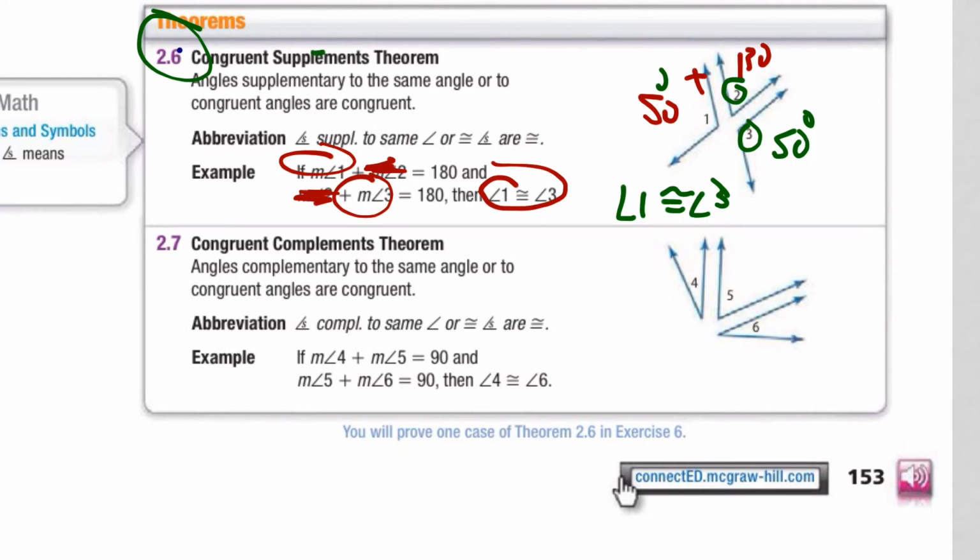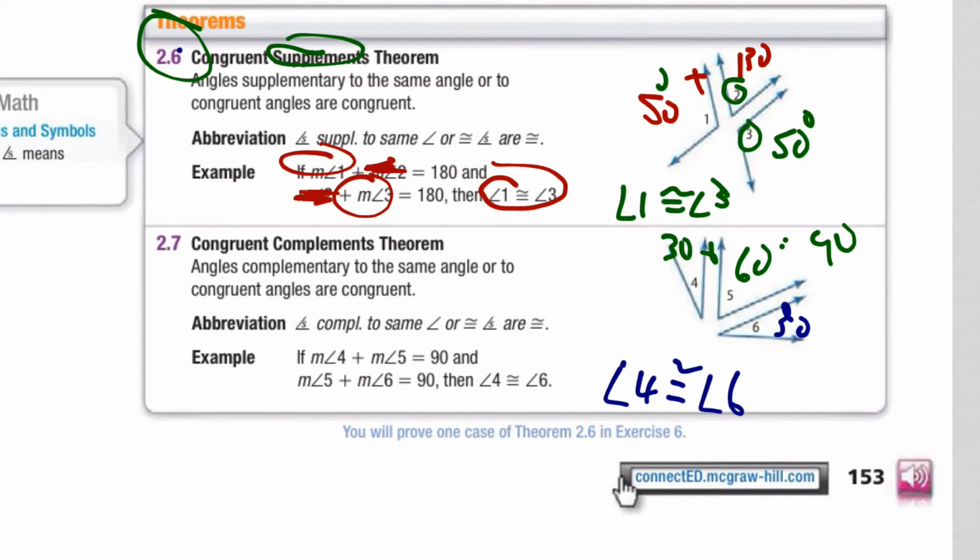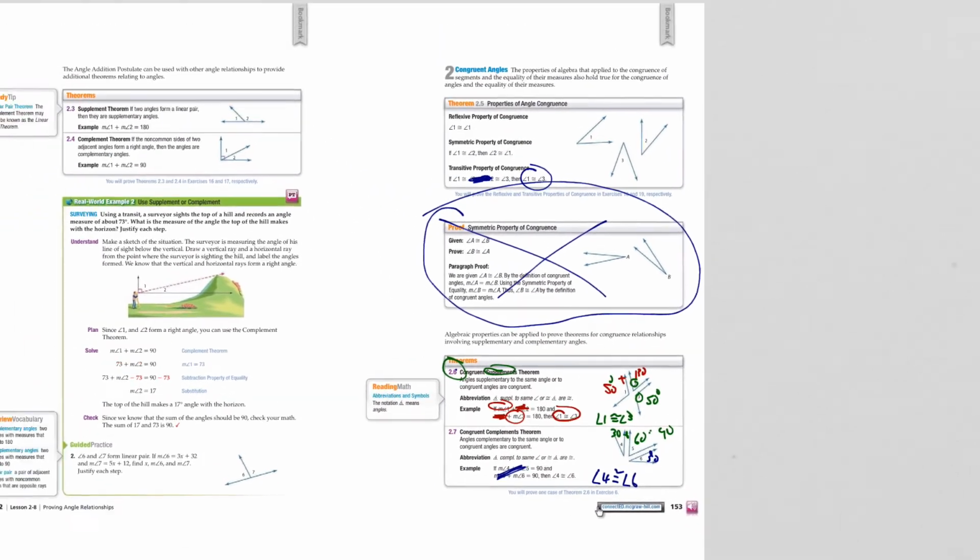Same thing as supplement, except for 90 degrees. They're saying, let's say angle 4 is 30, angle 5 is 60, they add up to be 90, and they also say that angle 5 and angle 6 add up to be 90. Well, that means angle 6 has to be 30 degrees as well, meaning that angle 4 is congruent to angle 6. Alright? Cutting out that middleman. That's what those theorems are saying.